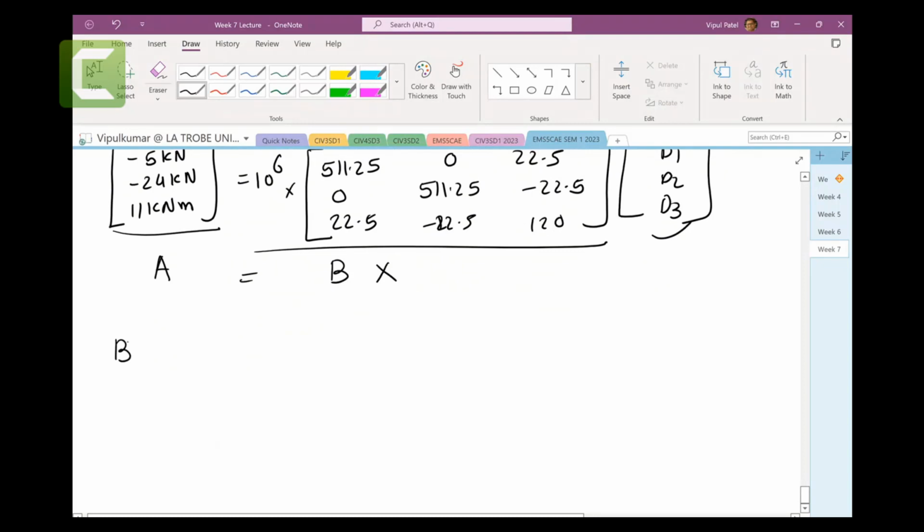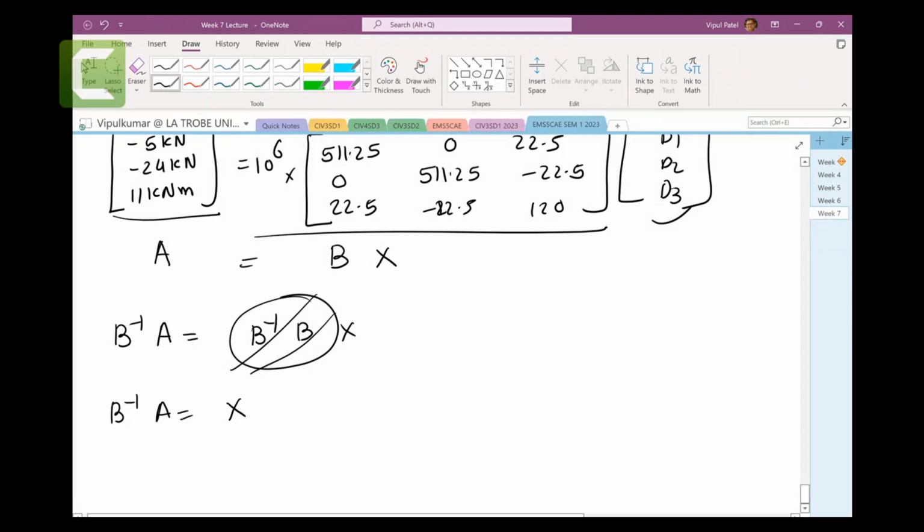So if I do B inverse A equal to B inverse BX, like I multiply B inverse on both sides, that cancels each other. So I can get B inverse A equal to X. So we can use Excel to get this B inverse. We do it in Excel on that end. So let me get these ones here.